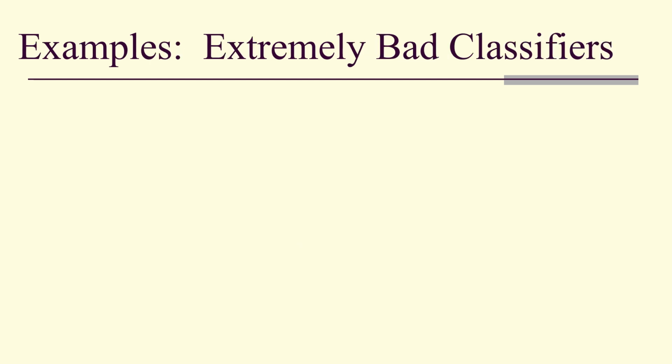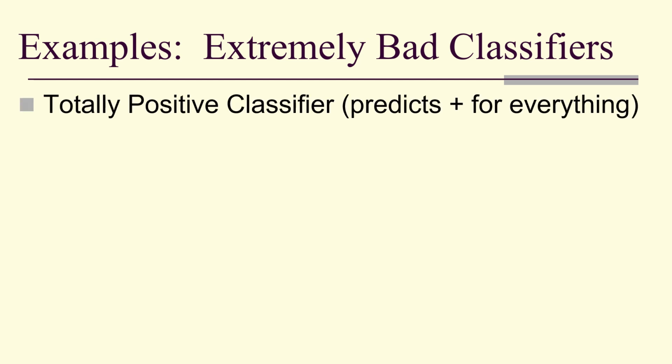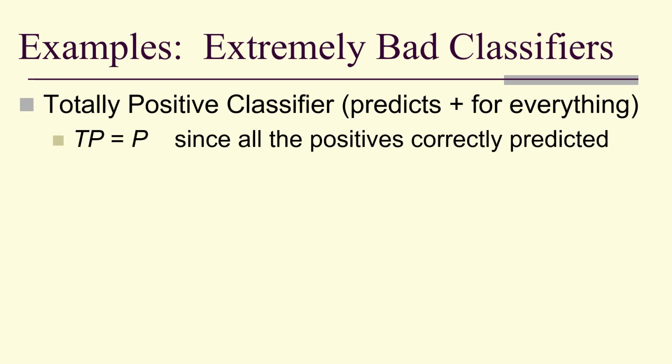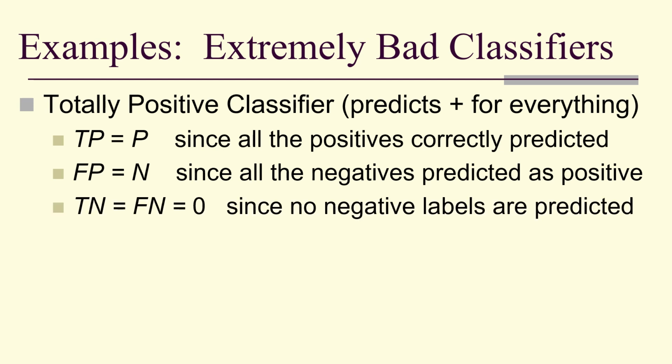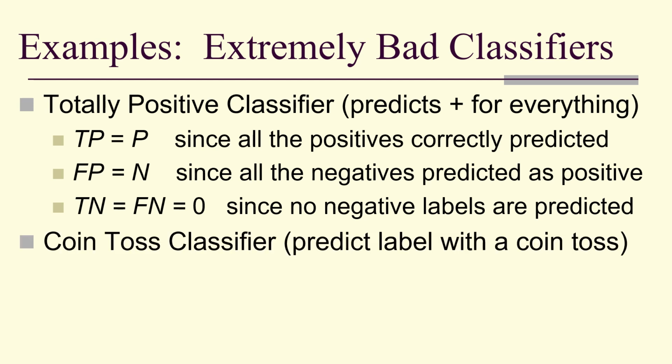For example, let's look at our extremely bad classifiers. The totally positive classifier predicts positive for everything. So Tp is equal to P, since all the positives are correctly predicted as positive. But Fp is equal to N, since all the negatives are incorrectly predicted as positive. And Tn equals Fn equals 0 because the totally positive classifier creates no negative labels.